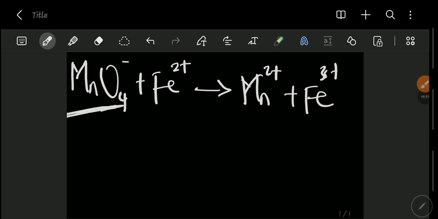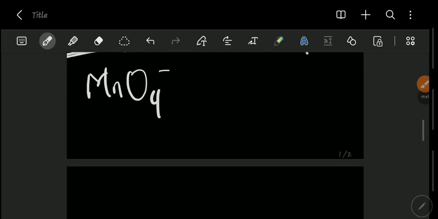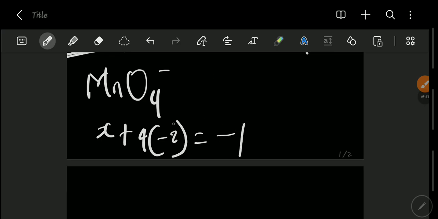So for Mn on the left, for MnO4 on the left, that's this one, I want to find the oxidation number of Mn here. So I'm having MnO4 minus, right? Since I'm looking for Mn, I'm going to make Mn the subject of relation. So this is going to be X plus 4 into the oxidation number of oxygen, which is minus 2. So that's going to be equal to minus 1, right? Why is it minus 1?